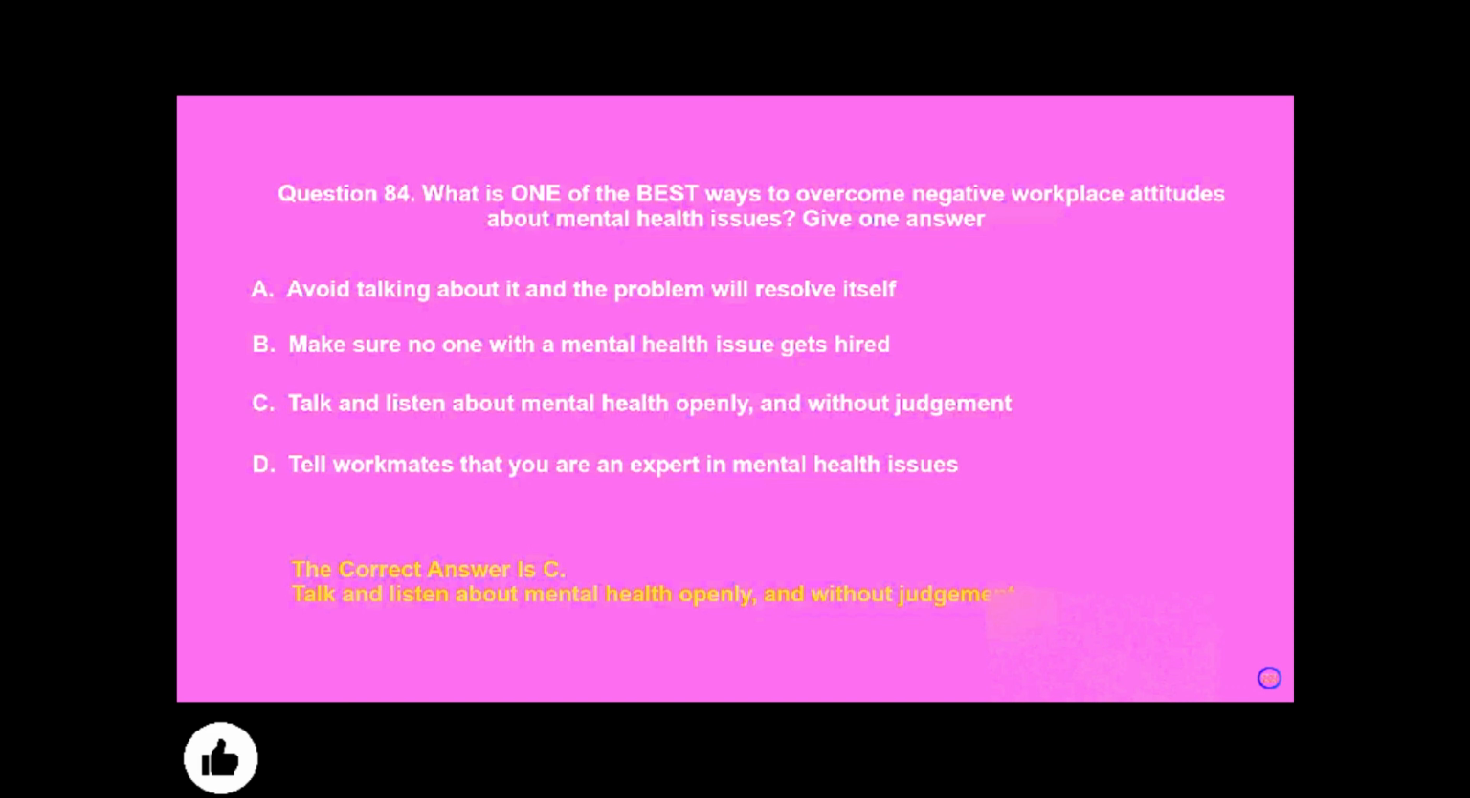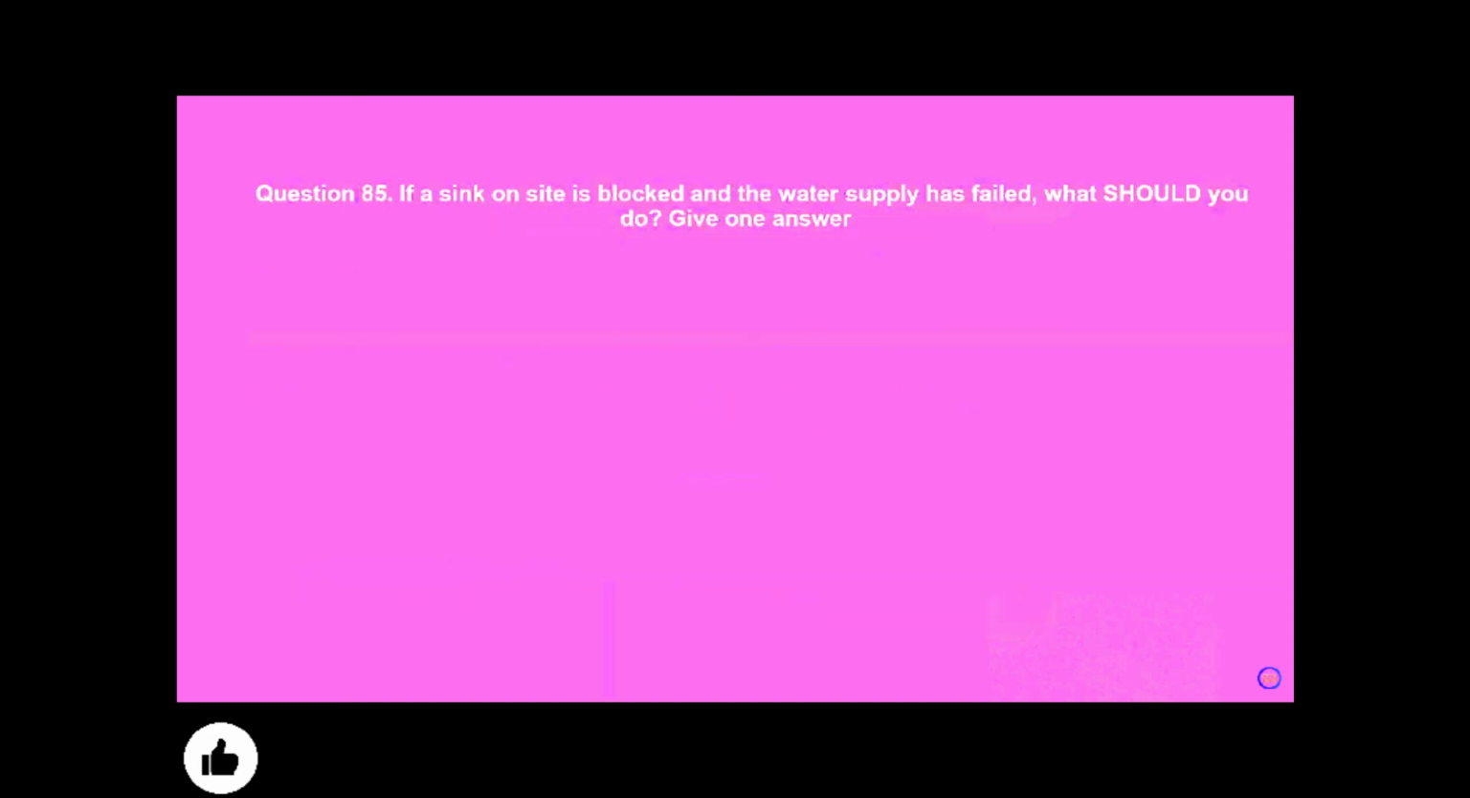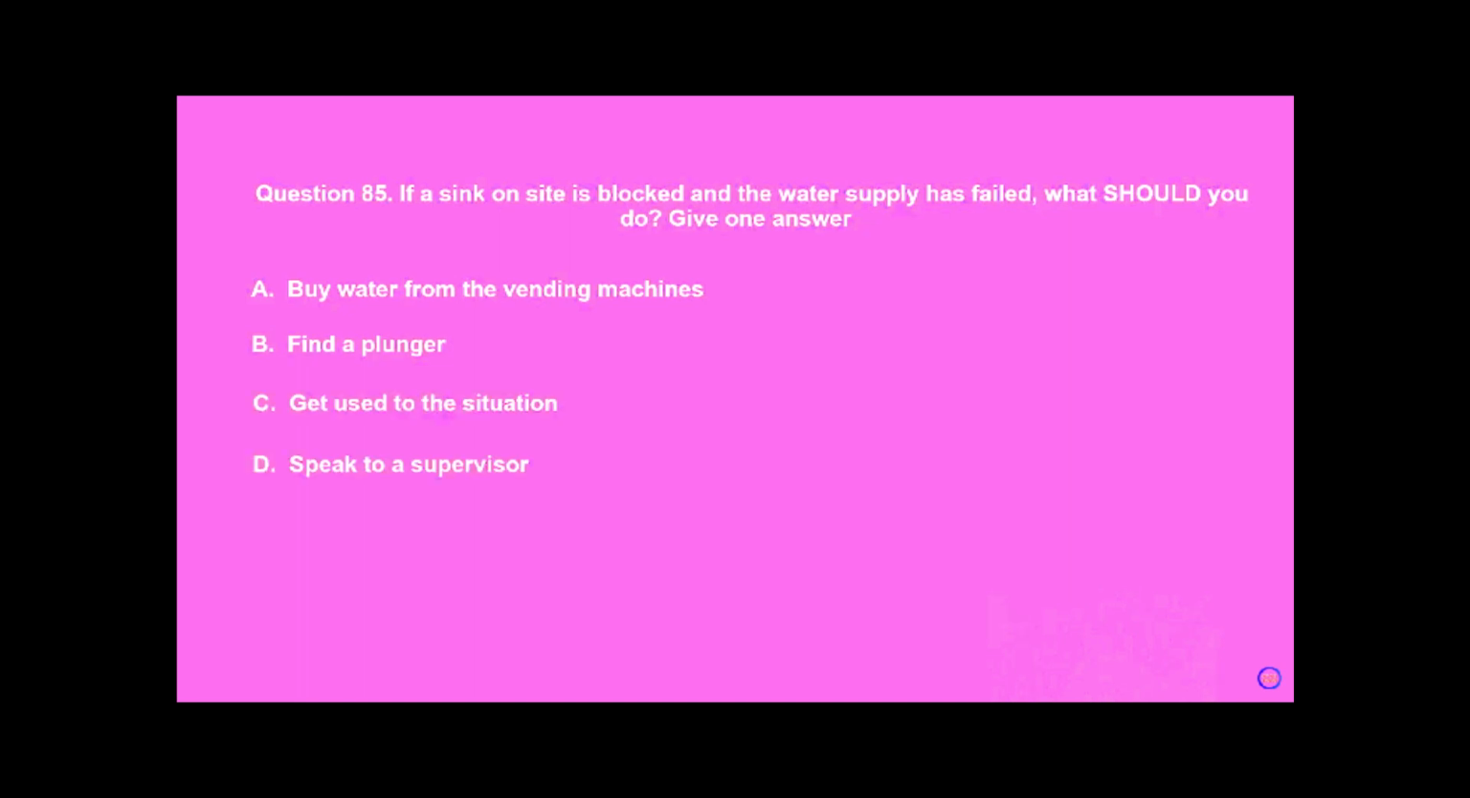Question 85. If a sink on site is blocked and the water supply has failed, what should you do? Give one answer. A. Buy water from the vending machines. B. Find a plunger. C. Get used to the situation. D. Speak to a supervisor. The correct answer is D. Speak to a supervisor.